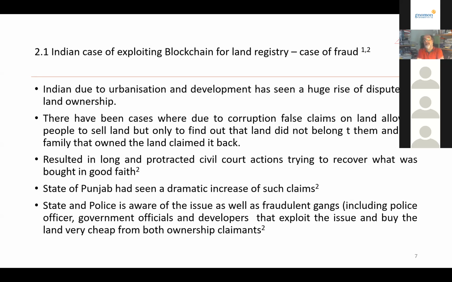First of all, from India, we have the cases of fraud. The land registry is a problem that has been addressed by a number of countries. USA is thinking of it. Canada has really given it some thought. Australia, a few months back, has already passed on.